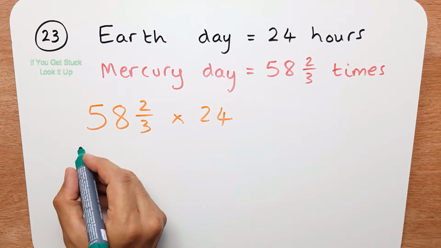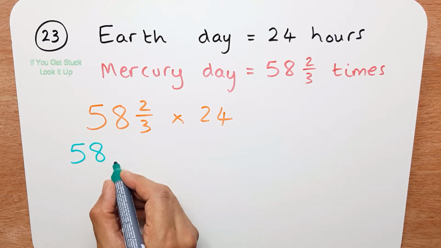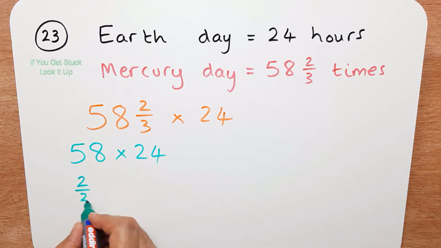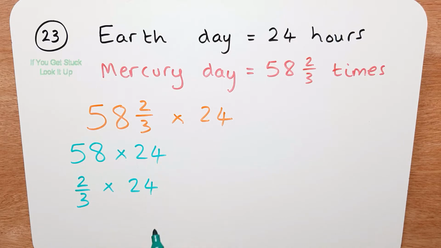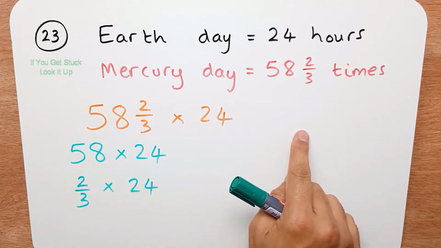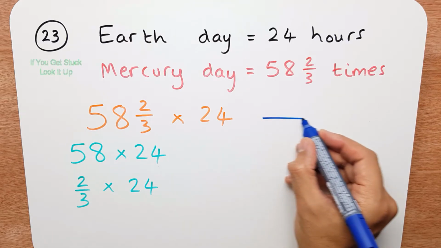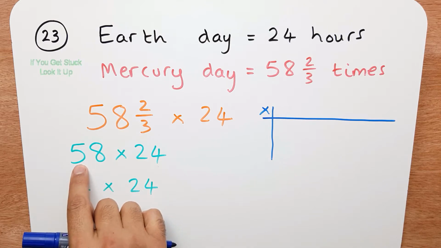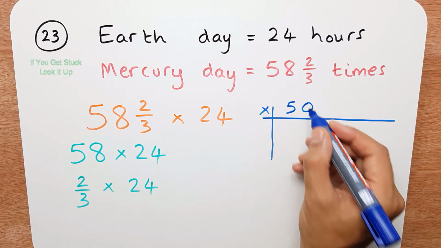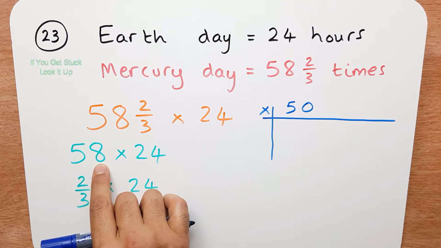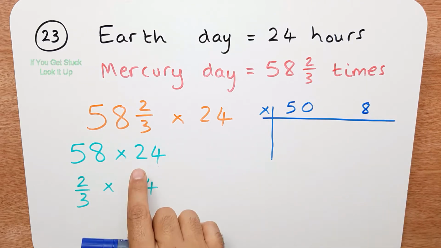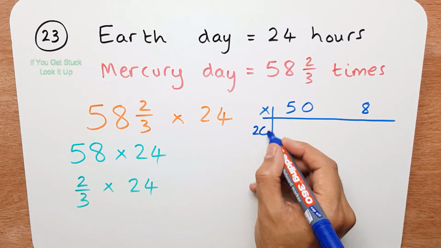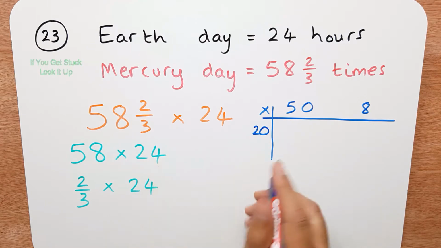What I want to do is do this calculation: 58 times 24 and then 2/3 times 24. So let's do this first over here as a grid method. I'm going to partition this into 5 tens, which is 50, and 8 ones or 8 units, which is 8. The same thing with this, I'm going to partition: 2 tens, which is 20, and 4 ones or 4 units, which is 4.